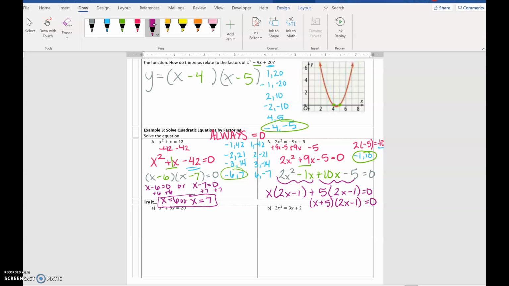And then now we need to set it up. So we have x plus 5 equals 0, 2x minus 1 equals 0. And solving these, we would add 1. So now we have 2x equals 1, divide by 2. So x equals 1/2. And then this one you would subtract 5 on both sides. And so we would get x equals negative 5 or x equals 1/2 for this one up here.